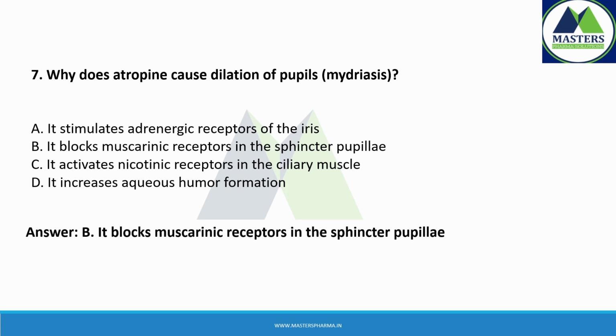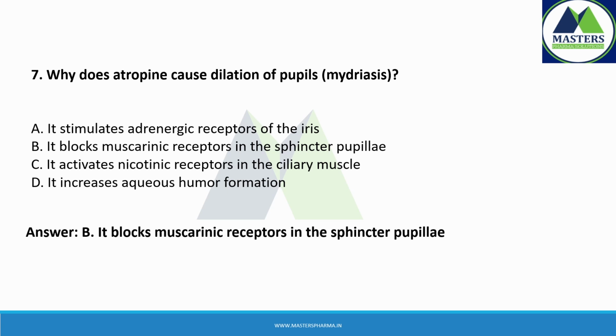It blocks muscarinic receptors in the sphincter pupillae. Atropine is a muscarinic antagonist. By blocking M3 receptors in the sphincter pupillae, it prevents constriction. So the opposing muscle becomes unopposed and the pupil dilates. So the correct option is B. Now we see the other options.